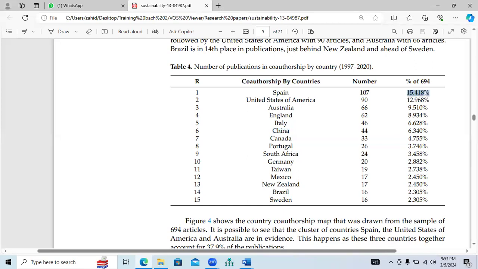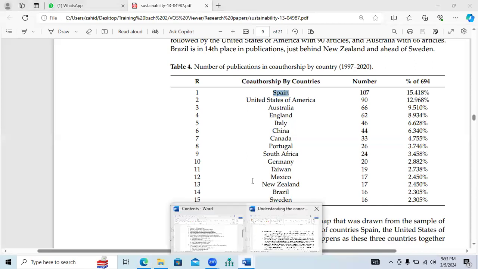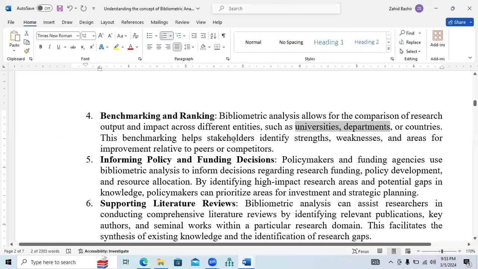15.418% of publications are coming from Spain. So Spain is ranked first in this domain. You can rank which countries or which universities or which departments are doing research in the particular domain where you would like to do bibliometric analysis and conduct research.